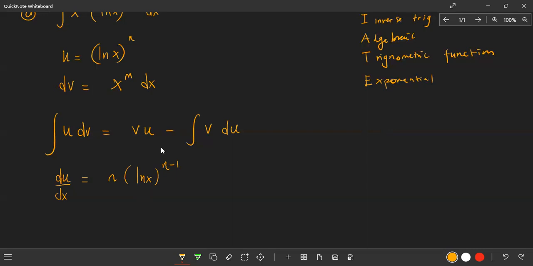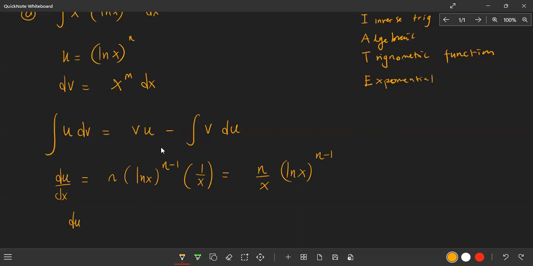Now, since you're using the chain rule, don't forget you have to differentiate the inside function as well. What we have done so far is differentiate the outside function by dropping the power and subtracting 1 from it. Now I also have to perform the derivative inside there. The derivative of natural log of x is simply 1 over x. So overall this becomes n over x, natural log of x raised to the power n minus 1. Remember we need du, so we're going to make du the subject by multiplying the equation by dx.